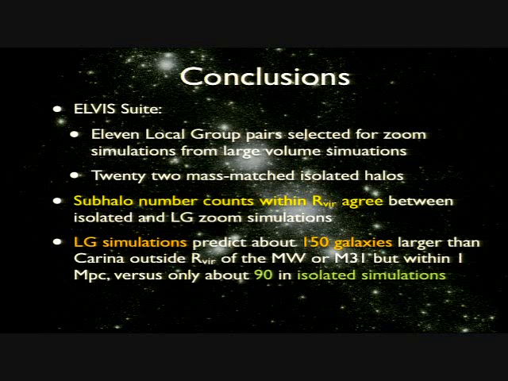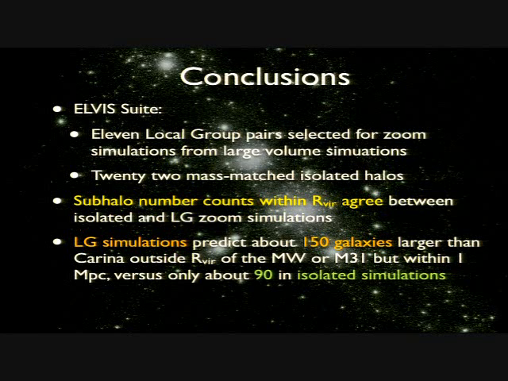So, motivated by the ever-increasing volume that surveys are covering, we're creating the ELVIS suite, which consists of 44 halos so far, half of which are in Local Group-like environments. The main purpose of this talk was really just to describe the set of simulations that I'm running, because we have a lot more things that we're starting to look at in this data set, some of which I'll probably be presenting here next year, actually. We're, of course, open to suggestions as well, but one nice result that we do already have is that within the virial radius, subhalo number counts agree between the isolated and paired runs.